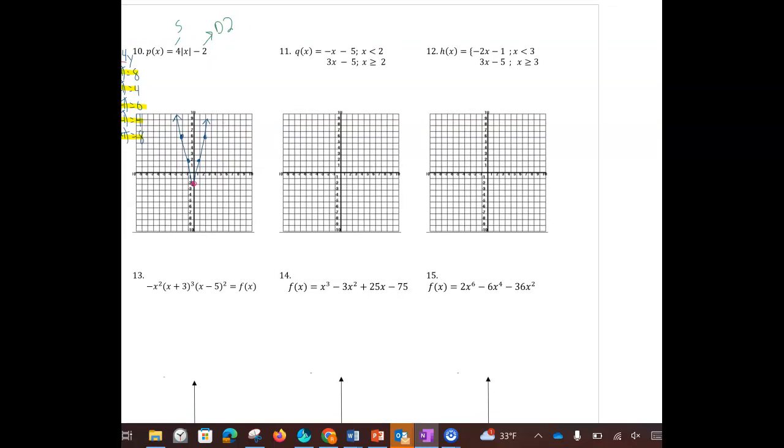So this is our piecewise function. So we have our wall at 2. So here goes my 2. And this negative x, or rather negative 1x minus 5, is going on the left side. And the 3x minus 5 is going on the right side. And we're going to start with the negative 1x minus 5. So I'm going to begin at negative 5. I'm going to have a slope of negative 1 over 1, which will go downhill.